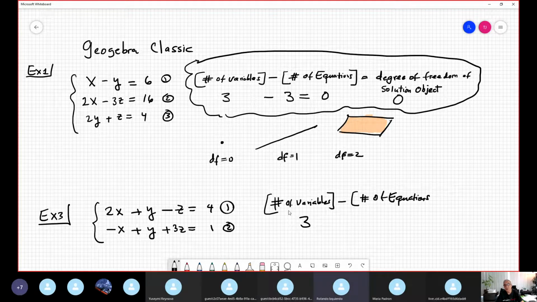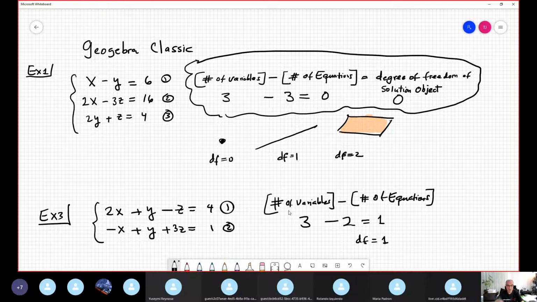How many equations do we have in our problem? 2. So 3 minus 2 is 1, so 1 degree of freedom. In this case, when you have 2 equations in 3D, we have no point solution, because the degree of freedom is 1. So you have a line solution, so we have infinitely many solutions. We have a line, or maybe a plane, depending. No, it's basically a line.